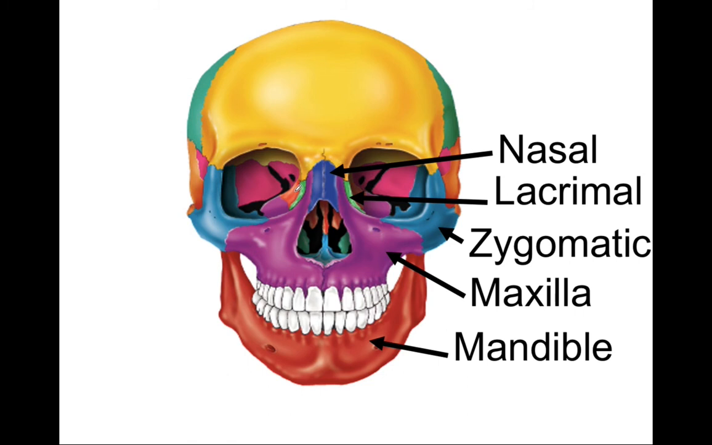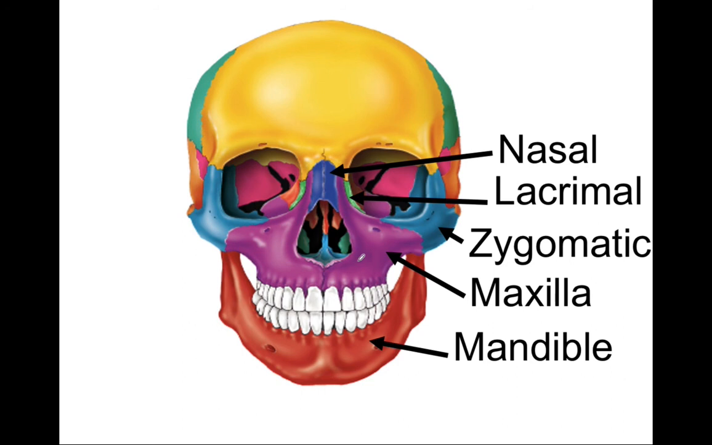Now at this point, we've discussed most of the bones of the cranium, and now we're going to transition into some of the bones of the face. So the first of which is the nasal bone. I like the nasal bone because it's found on the nose. That's a nice little easy way to remember the name of this bone.